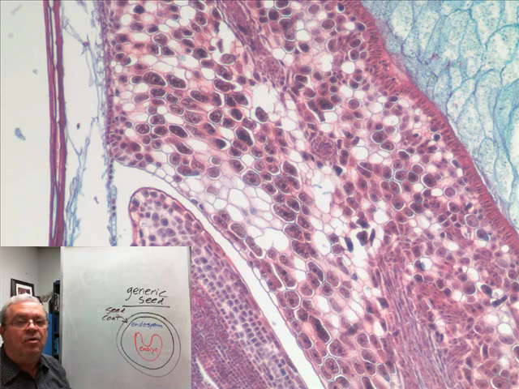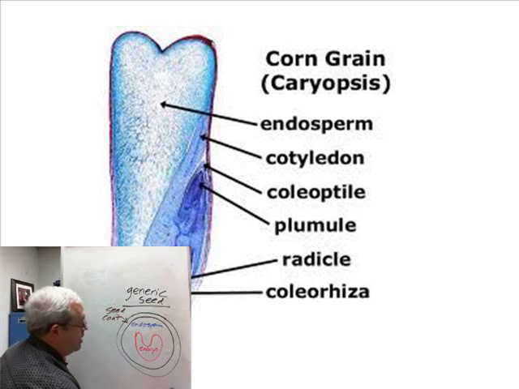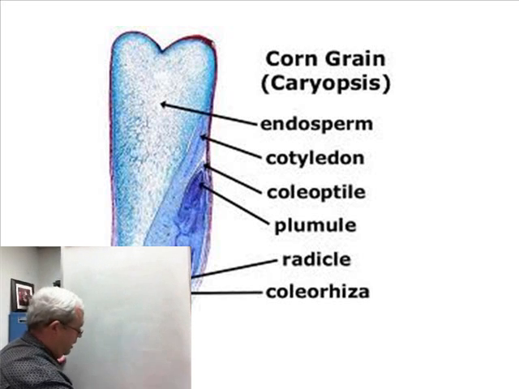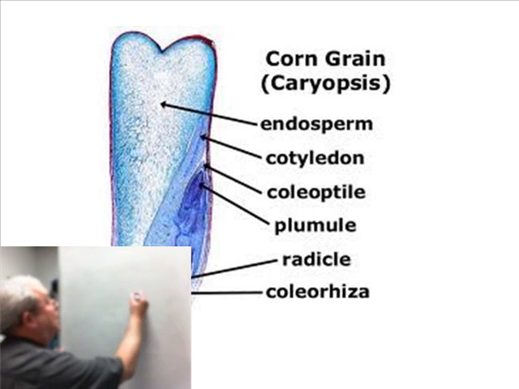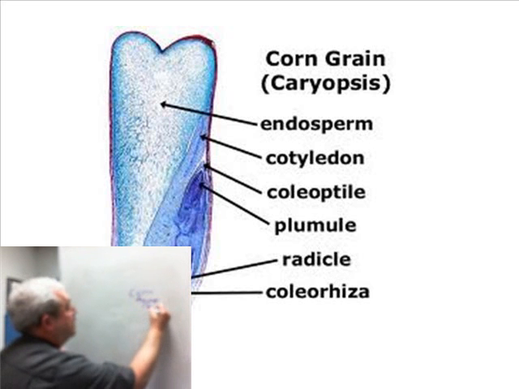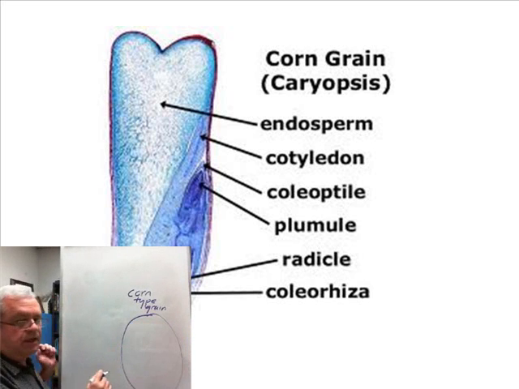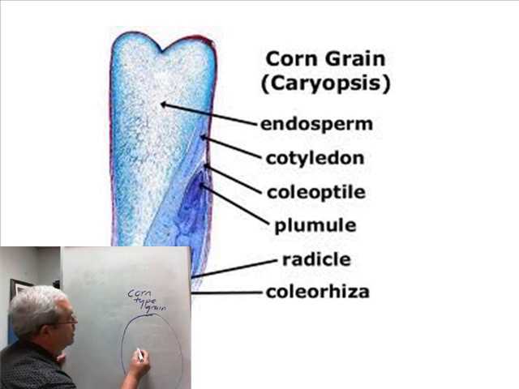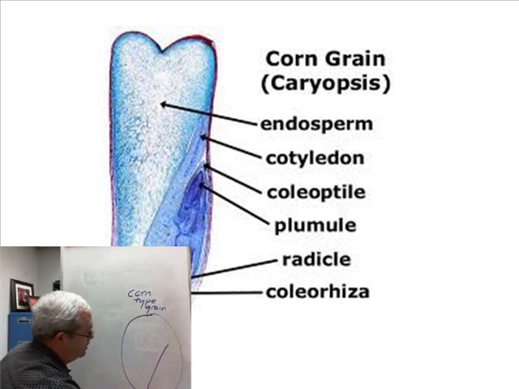And so we look at a grain of corn. What do we have in there? Well, let's just diagram it very quickly here. This is a corn type grain, and how can we diagram it? Well, there's a seed coat around the outside for sure. And now, where are we going to put the embryo? Well, let's just put it down here. This is the embryo.